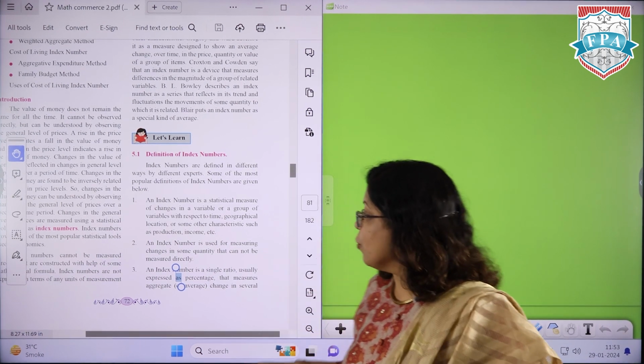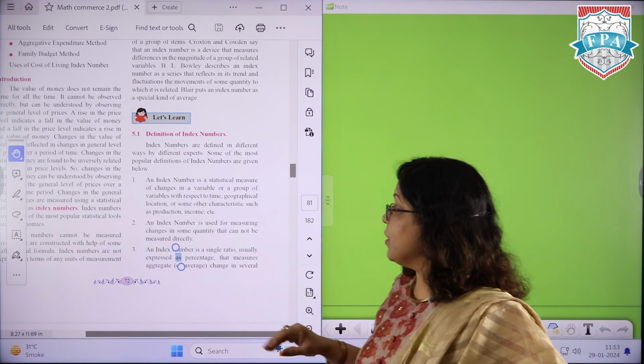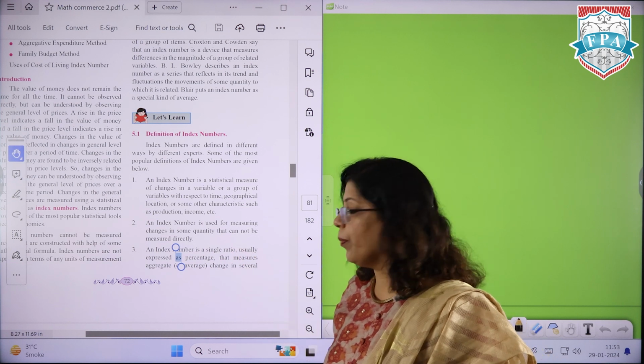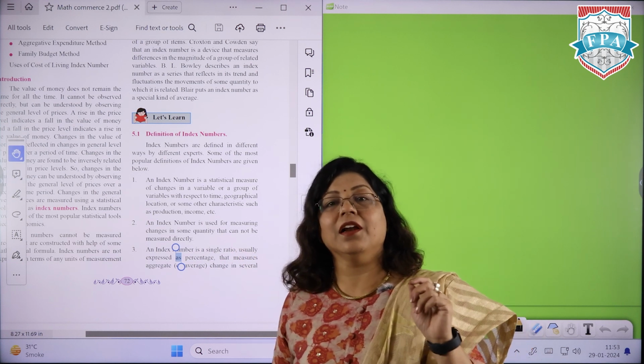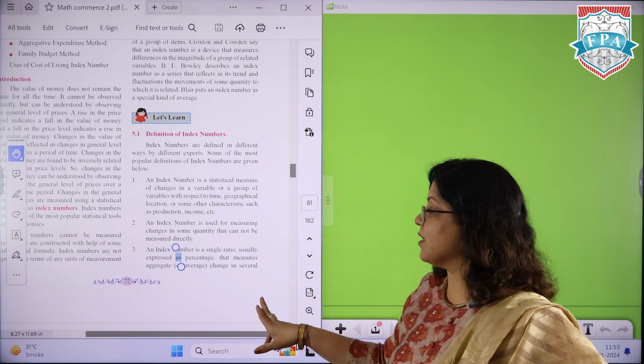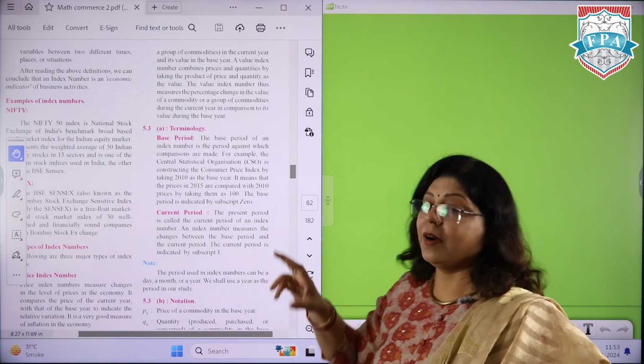Next, an index number is used for measuring changes in quantities that cannot be measured directly. It can be used as a single ratio, or it can also be used as a percentage, because we calculate it on the basis of percentage.